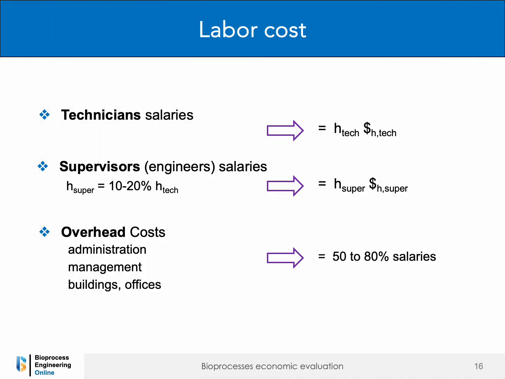The labor cost comprises three components: the salary cost of technicians, the salary cost of supervisors or engineers, and the overhead costs of the company. The technician cost is calculated by multiplying the required hours of technicians by their hourly salary. Supervision hours are typically estimated to be between 10 and 20% of the technician hours. The supervision cost is determined by multiplying these hours by the hourly salary. Overhead costs of the company include expenses related to administration, management, buildings, and offices. These costs generally amount to approximately 50 to 80% of the total salary costs of technicians and supervision.